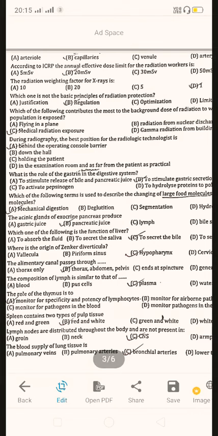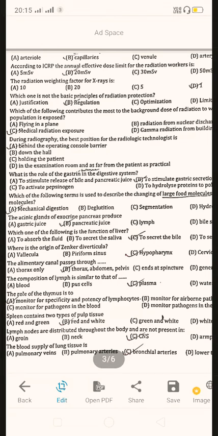The composition of lymph is similar to that of plasma. Plasma is about 55% of blood. What is the role of the thymus? It monitors specific potential lymphocytes. The correct answer is A.